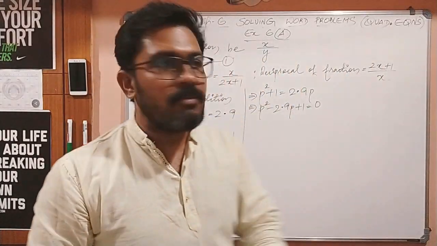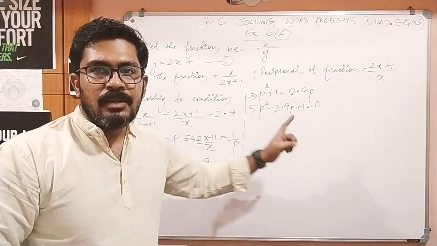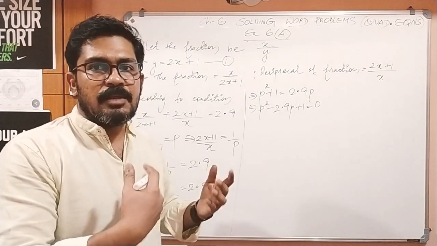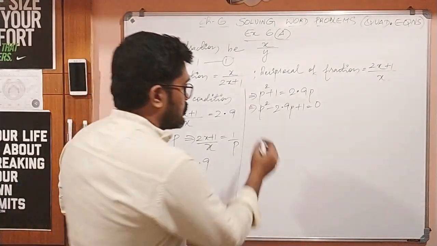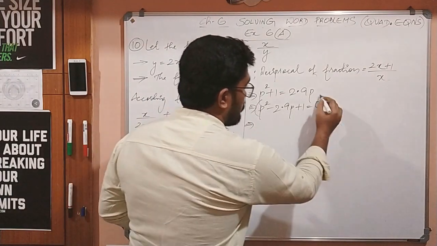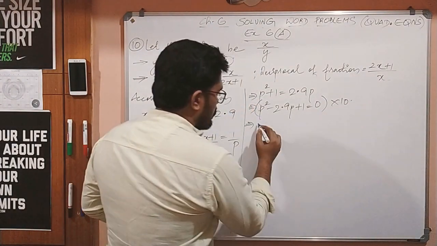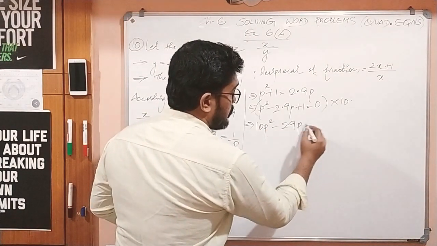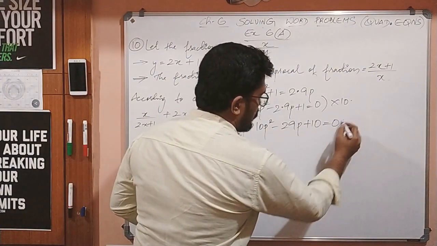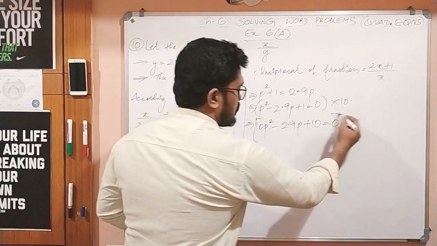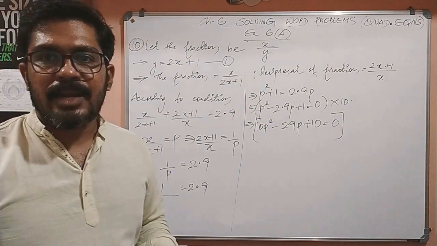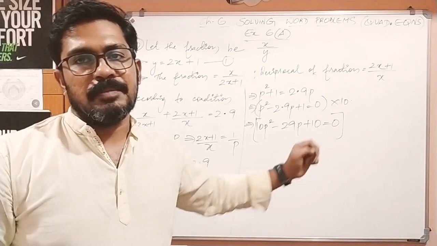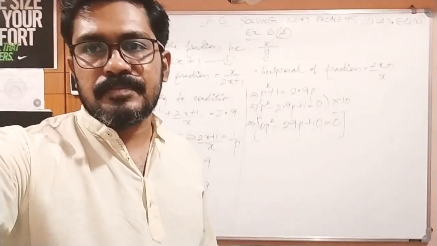Isn't it? We have only one decimal place here, 0.9. So in order to eliminate it, just multiply both the sides with 10. So what will happen, children? If I multiply both the sides with 10, the left hand side will become 10p square minus 29p plus 10 is equal to 0. So this is the required quadratic equation in variable p, isn't it?